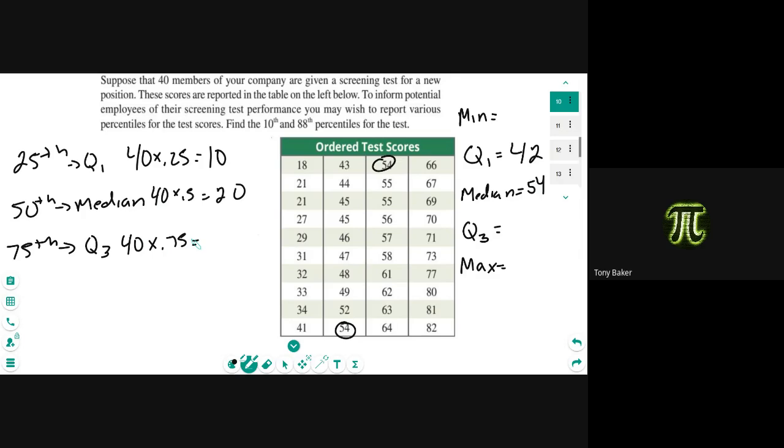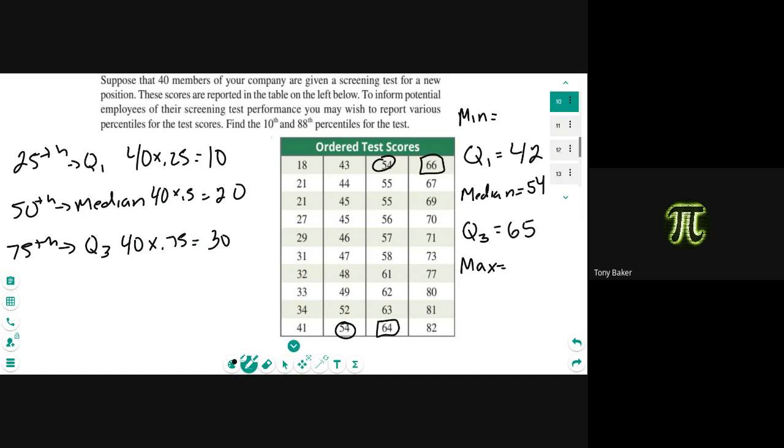If it's an integer, yes, you'll always do the next number up. So 40 times that is 30. So I'm looking for my 30th number and my 31st number. So 64 plus 66 divided by 2 is 65. What's 40 times 0.75 on your calculator? Right, now count to the 30th number. Each column's 10 numbers. So 64.